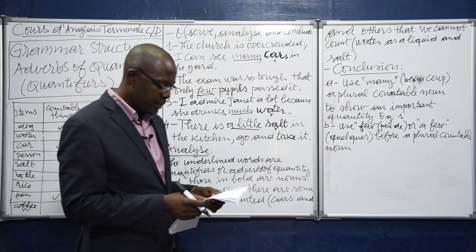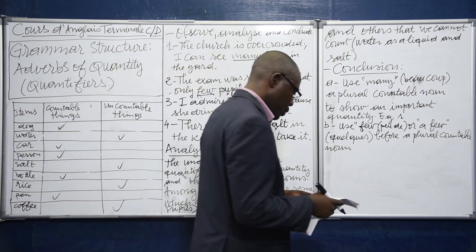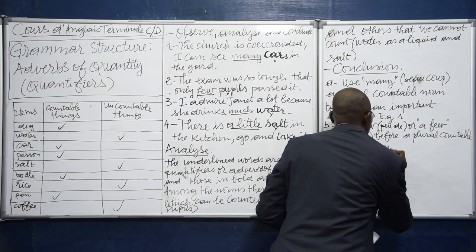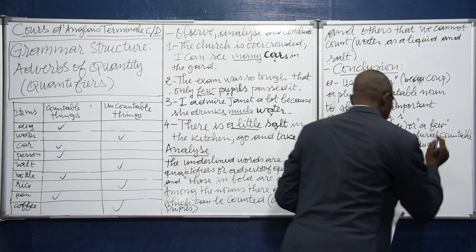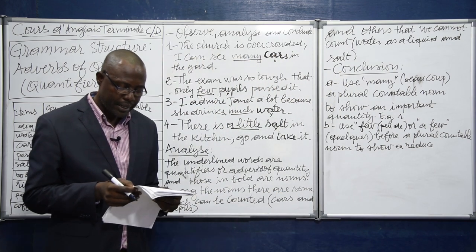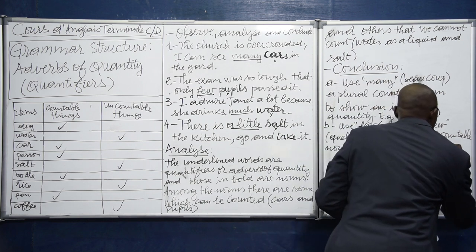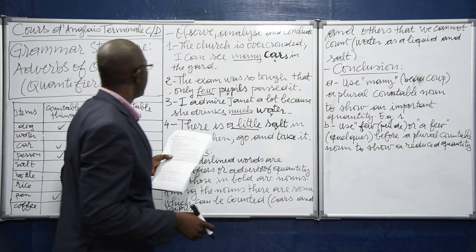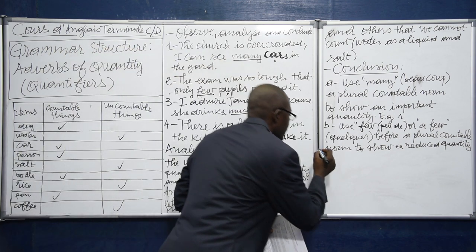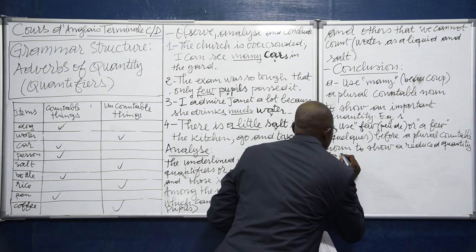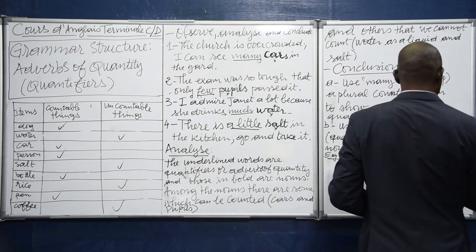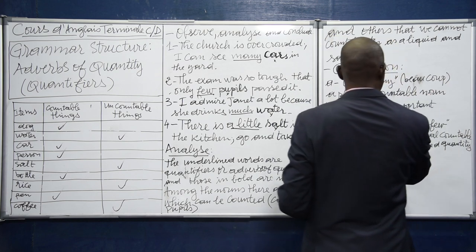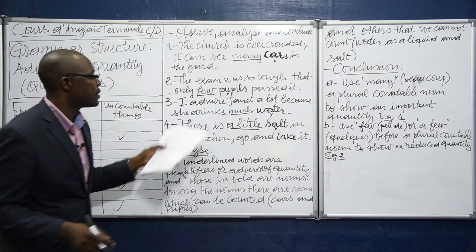This is to show a reduced quantity. A reduced quantity. So you refer to example number two. The first one was example number one, so here we come to example number two.